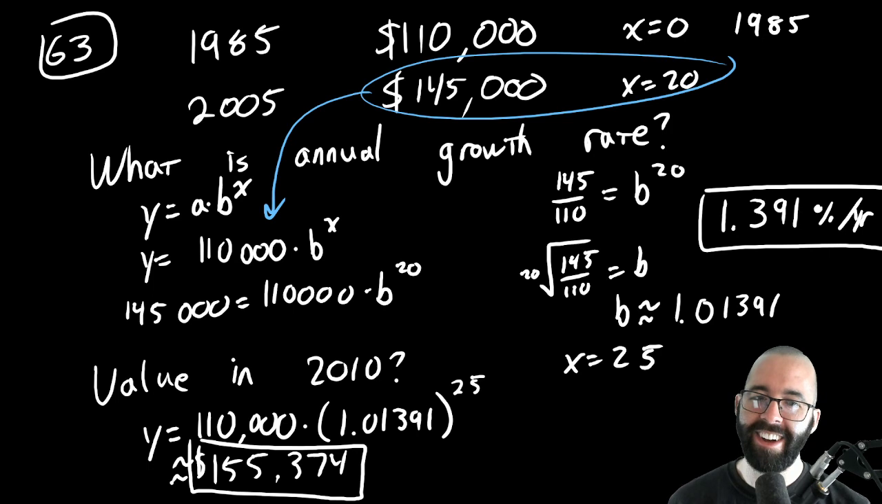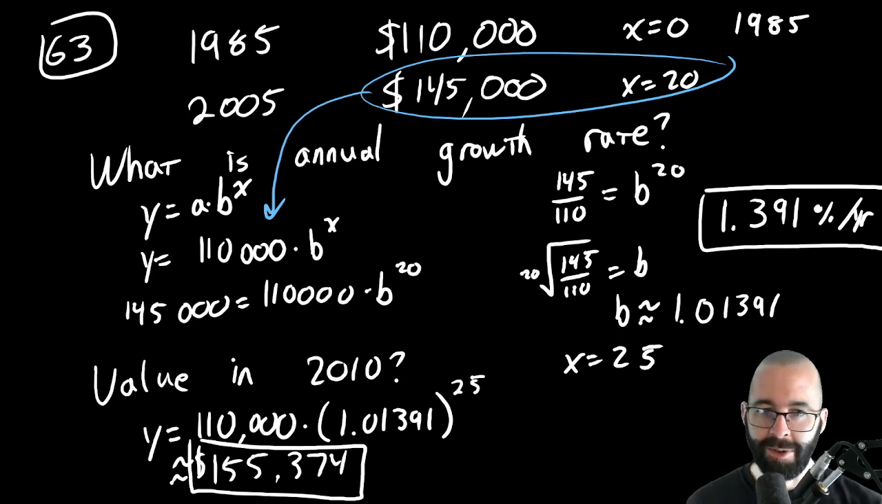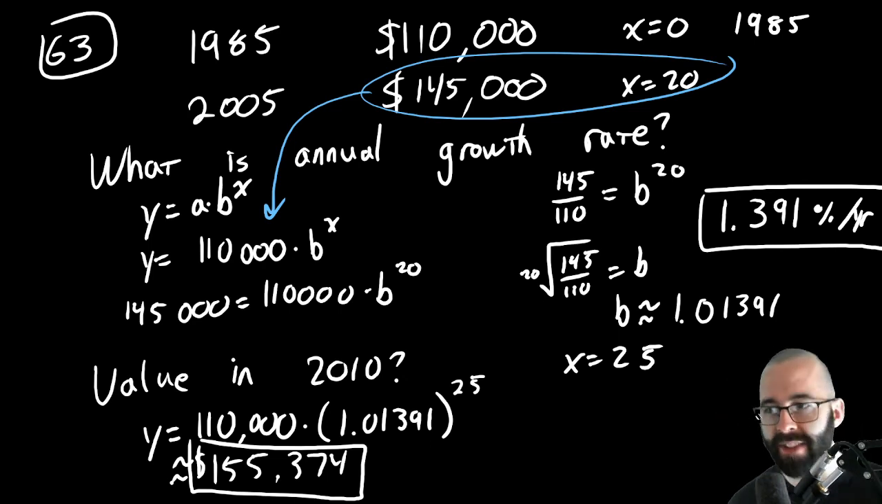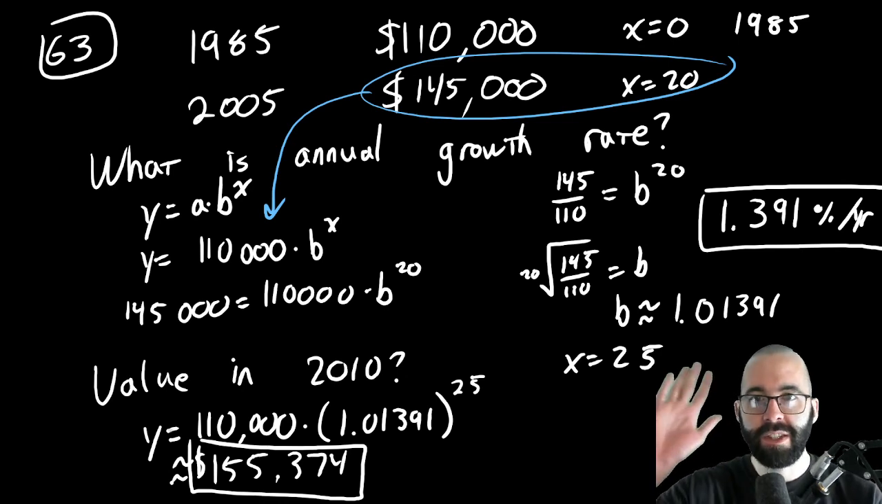That's assuming that the growth rate is constant. For anyone familiar with housing prices, something happened between 2005 and 2010, but we won't go into a history lesson right now. But if it grew at the same rate, that's what it would be. And that's how you solve these problems. Let me know if you have questions, and good luck.